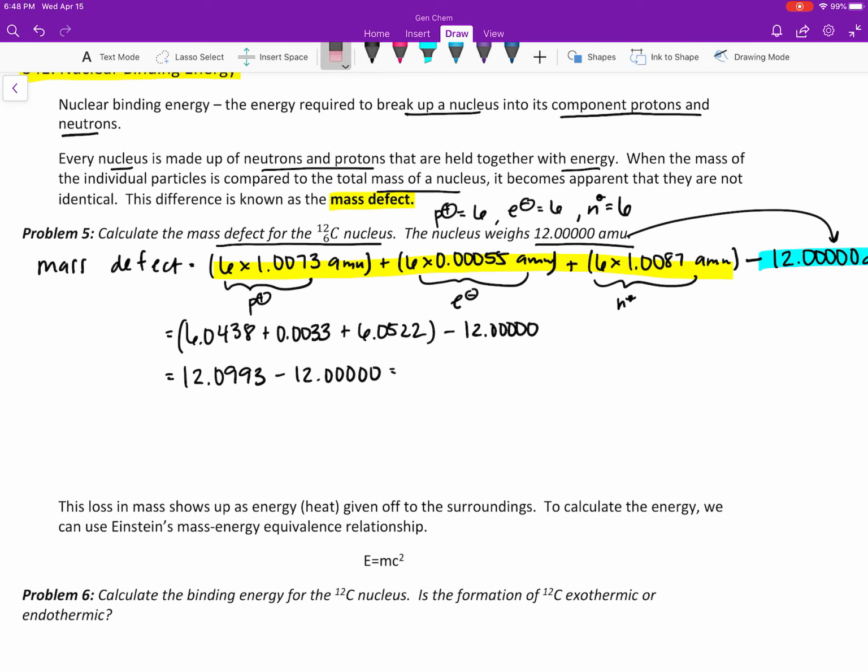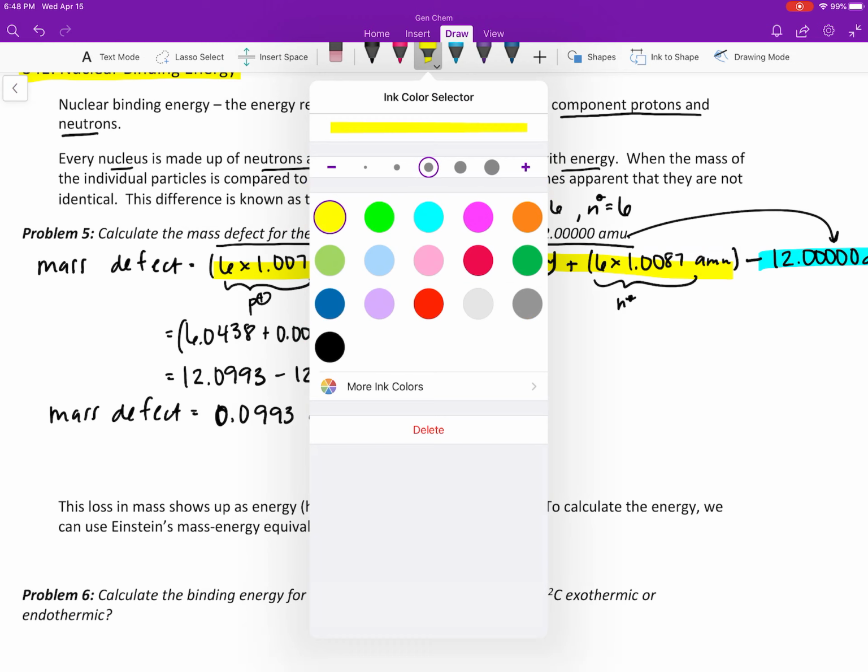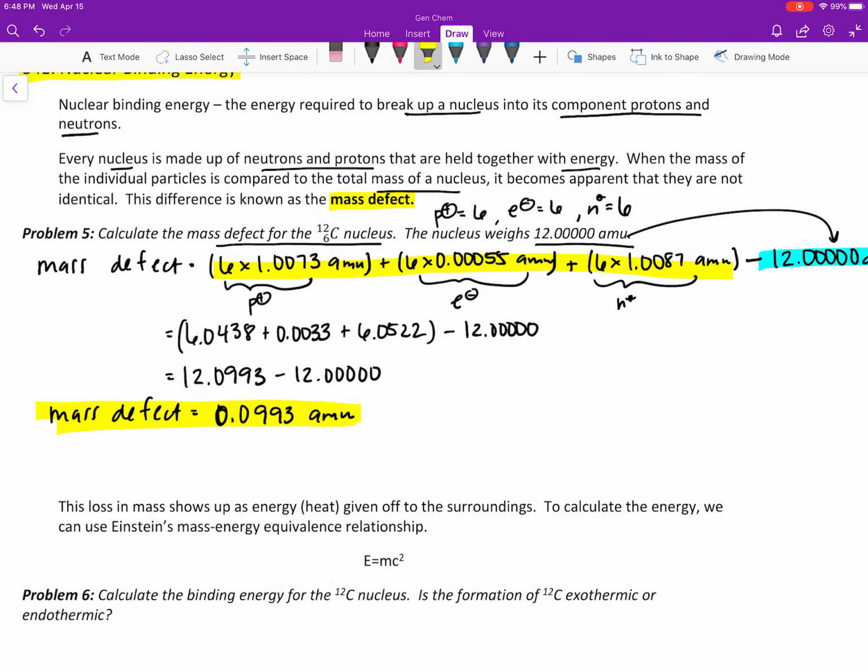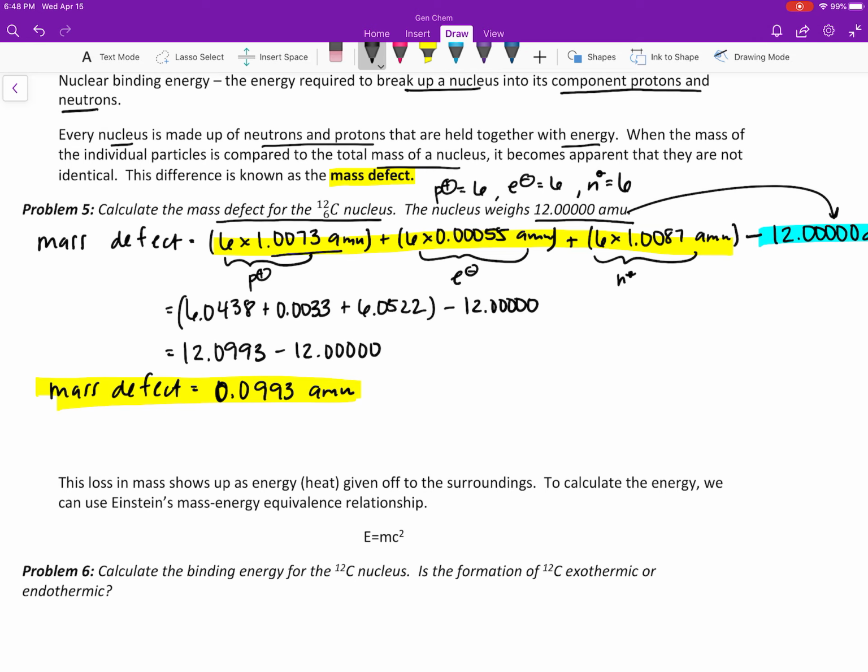Which gives me a mass defect, not a very big number, which they usually are not horribly large numbers. 0.0993 AMU. That is the mass defect. So it's not hard math. Yes, you do need to know these values. If you were close, ballparky, if you just did one, you probably wouldn't have a significantly different answer. You might be able to guess based on multiple choice which one the right answer is.